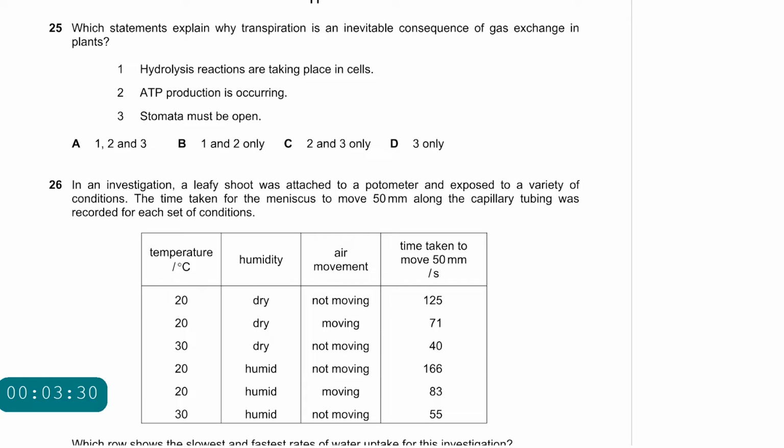Question number 25. Which statements explain why transpiration is an inevitable consequence of gas exchange in plants? We all know that transpiration happens, and transpiration is loss of water vapor through the stomata. So when the stomata open, for water vapor to go out of the stomata, gas exchange takes place. Therefore, the only correct answer here is number 3, because hydrolysis reaction has nothing to do with the question, and same as ATP production, the only correct answer must be D.